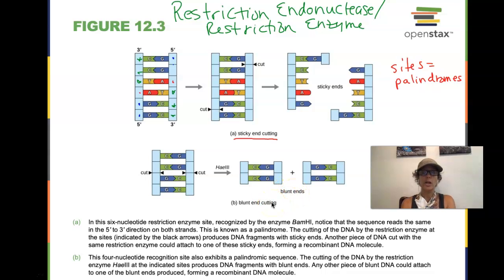The names of the restriction enzymes come from the bacteria that produce them. Many prokaryotic cells, bacterial cells, produce these restriction endonucleases to degrade the DNA from other organisms, and that is a defense mechanism.